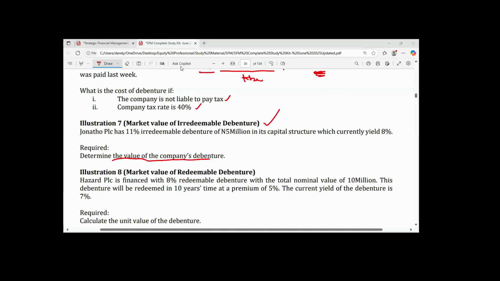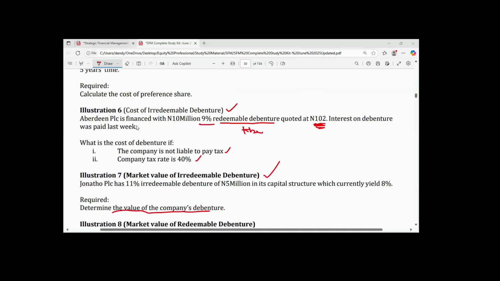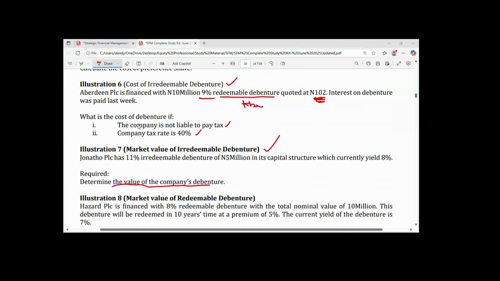Somebody is asking a question. Can you quickly tell me why 9% becomes fixed interest? Is that in the question? You are told that Aberdeen PLC is financed with 10 million, 9% redeemable debenture. I've told you already that the coupon rate is the same thing as the interest rate. The coupon rate is usually attached to the nominal value of the debt. The nominal value of this debenture is 10 million naira. So what will follow is the interest rate of 9%.